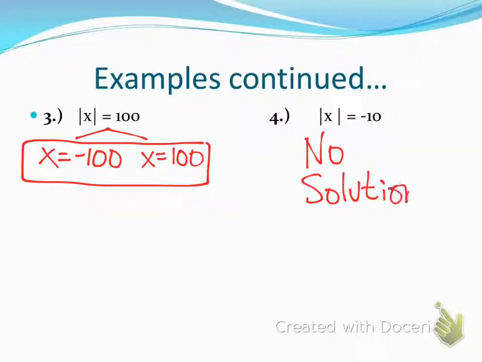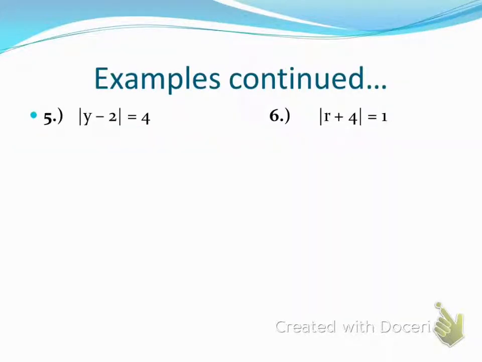An absolute value cannot equal a negative number. Before you make that decision, you do have to make sure that the bars are all alone. If there's something outside the bars, we got to move that first before we make that decision. From here on out, the examples are a little bit more interesting, but we're still going to follow the same steps. We need the bars to be alone, so the only thing outside the bars should be an equal sign, and then we have to split it up.